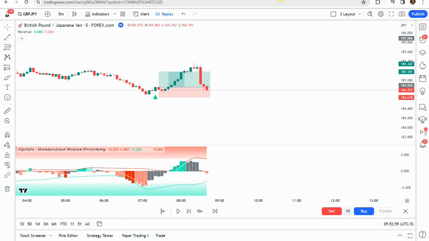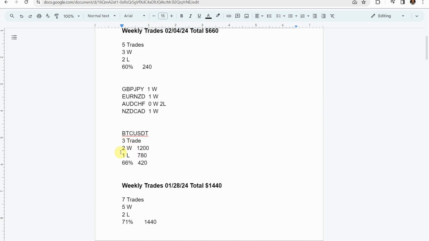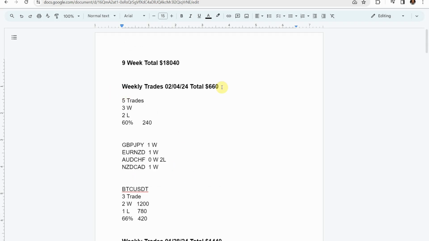And so let's go ahead and look at the weekly signals. This is using the Academy of Forex indicator on these 4 Forex pairs and this one crypto coin, on the 30-minute time frame. Each week we keep track of the signals that it would have given us. Last week gave us 5 trades altogether, 3 winning trades, 2 losing trades, a 60% win rate, a gain of $240 on the Forex pairs. On the crypto coin, we had 3 trades, 2 winning, 1 losing, a 66% win rate, a gain of $420. So that week, it would have been a total gain of $660 altogether. Add that to the 9-week total, and we would have been at $18,040.